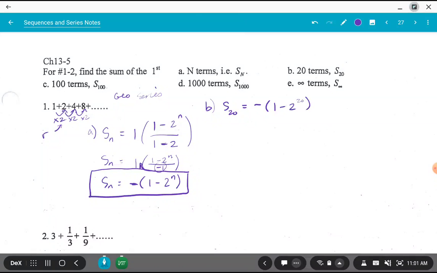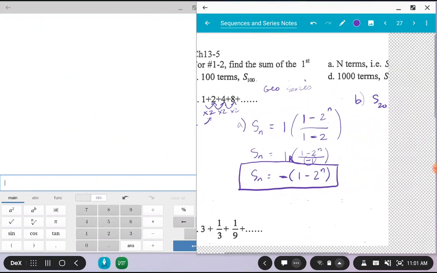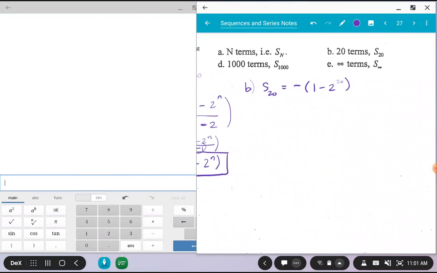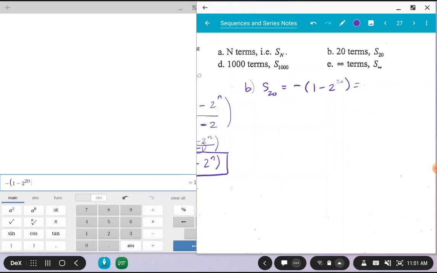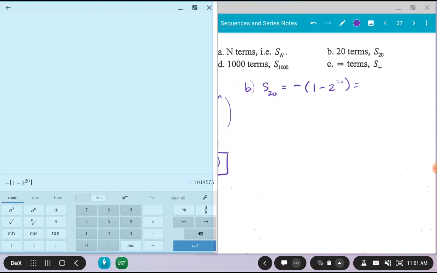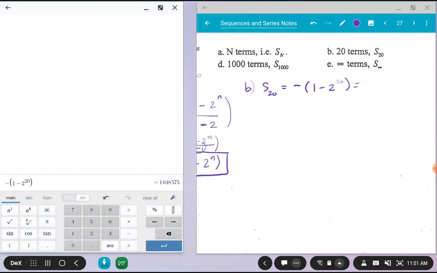Okay, so let's go ahead and calculate that in our calculator here. So we're going to do negative 1 minus 2 to the 20th power. And we get a value of 1,048,575. Okay? All right, so that's our value for B. Wow, that is a large number. Let's see what happens as we go on to C.